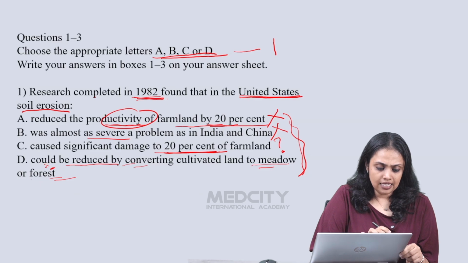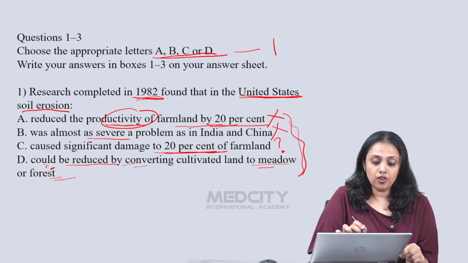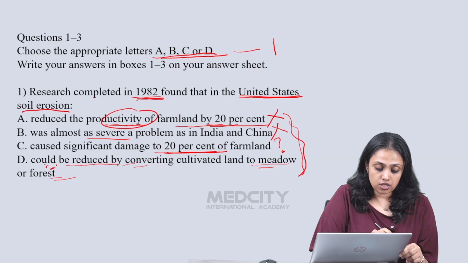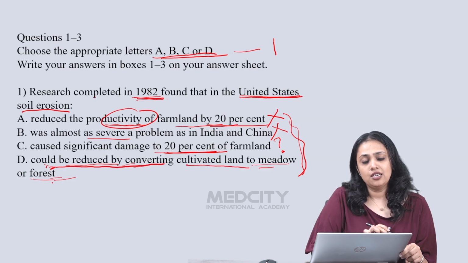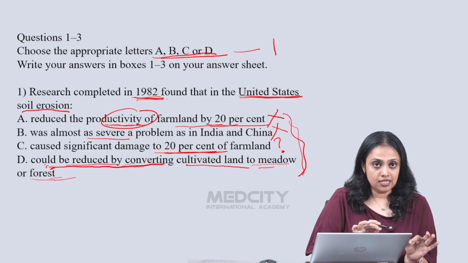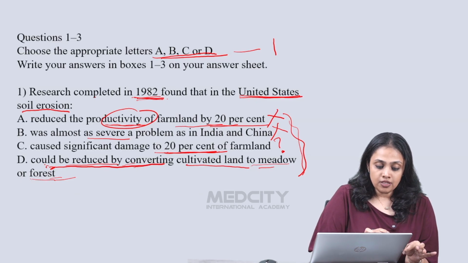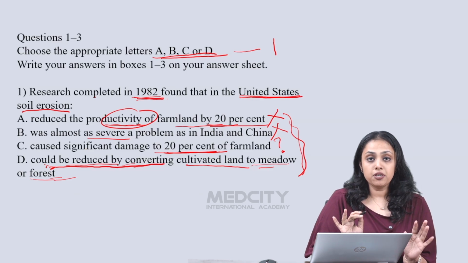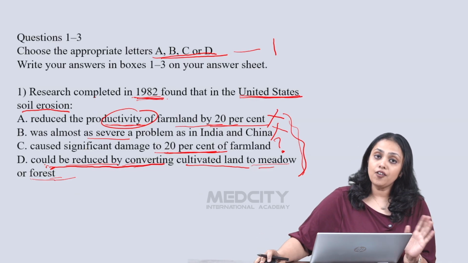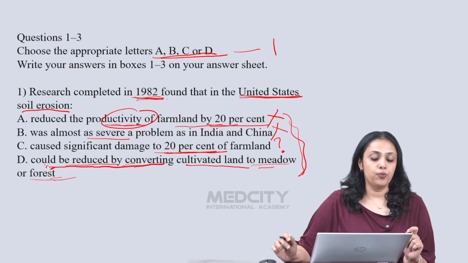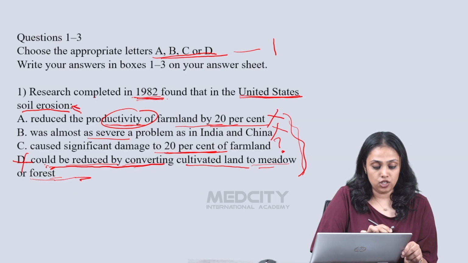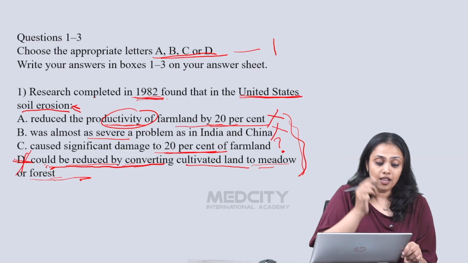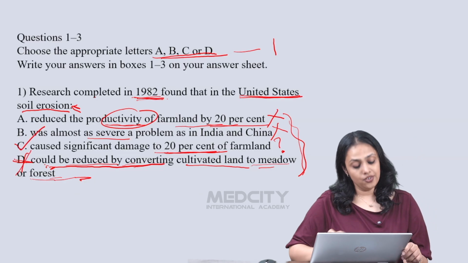Now, option D says that research completed in 1982 found that in the United States, soil erosion could be reduced by converting cultivated land to meadow or forest. It was not discovered in the study. In the study, it was discovered that soil erosion caused significant damage to 20% of the farmland. And then what did they do? After discovering that, they started on this program. So for that reason, this information does exist in the text, but it does not answer the question rightly. So we should be eliminating this as well, and we can conclude option C is the right answer.